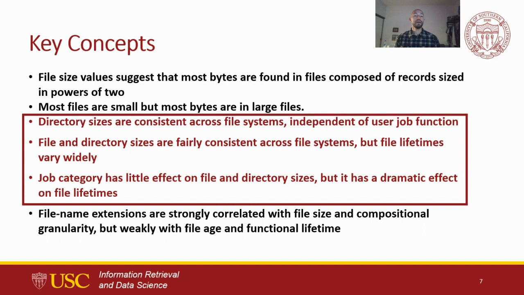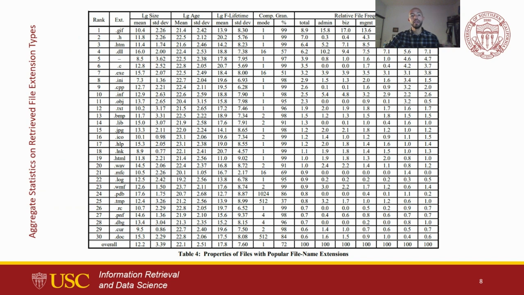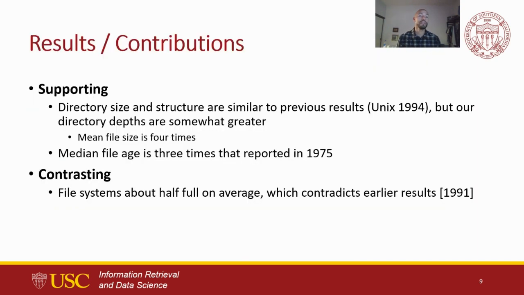The last point there in regards to file extension names, which are strongly correlated with the size and compositional granularity, but more on that here in a second. This is the aggregate tabular data of the top 30 most popular file extensions, along with the statistical distribution data per file extension type.